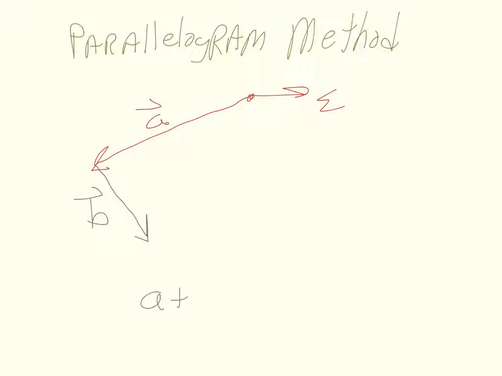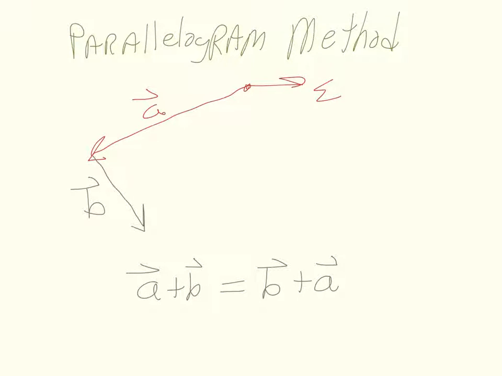Is A plus B still equal to B plus A? Well, I'm going to try to redraw now vector B, start with B right there, and I'm going to add to that vector A right there, and that gives me the same resultant. We often call that resultant vector R.